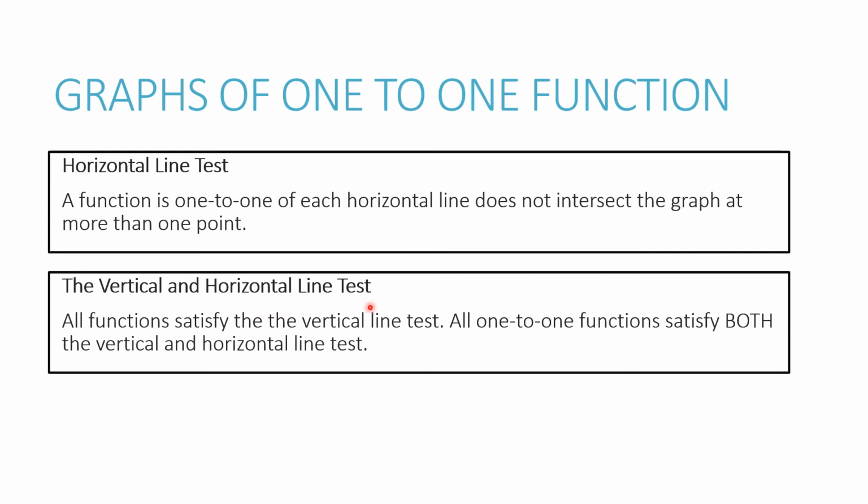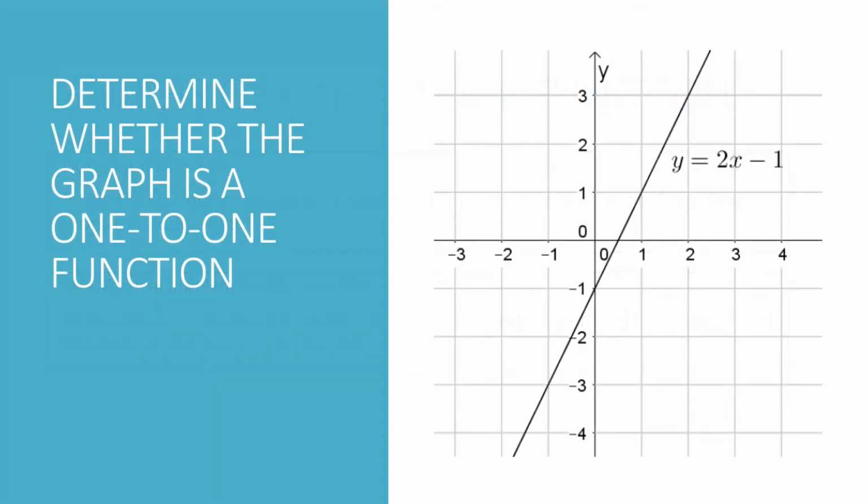And the vertical line and the horizontal line test. So we all know that all functions satisfy the vertical line test. All one-to-one functions satisfy both the vertical and the horizontal line test. So let's have some example. So I have here y is equal to 2x minus 1.